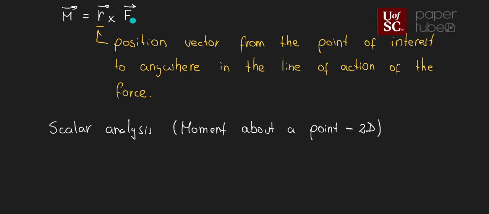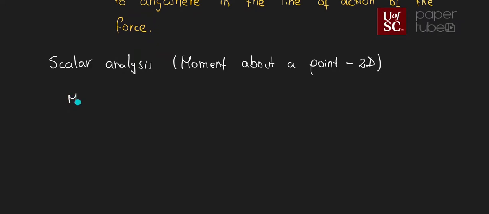All right, so how do I do this scalar analysis? The moment is going to be defined, in this case, only by its magnitude. So not really a vector, but just the magnitude, is equal to the magnitude of the force, which doesn't have the arrow on top of it, times a perpendicular distance. Okay, so that's the magnitudes.